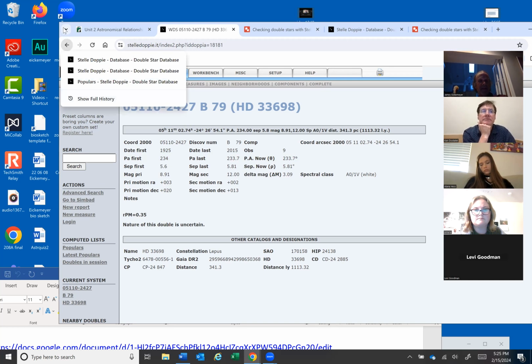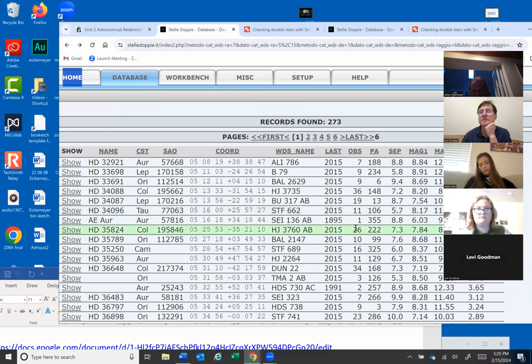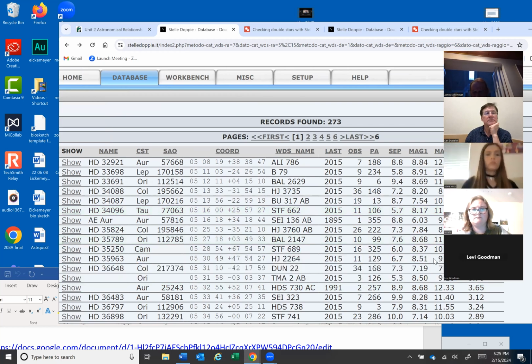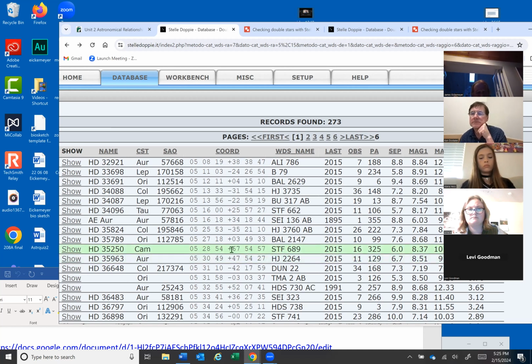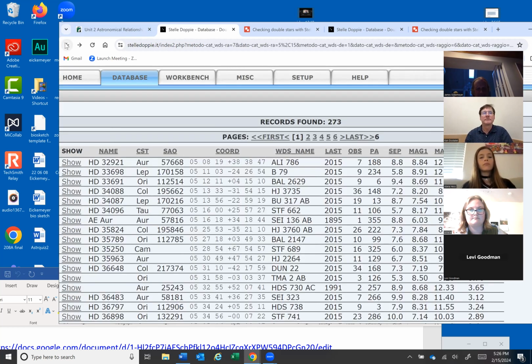So go back and look at another one here. Okay, let's just try this one, the one that says 16 on it. This one. Okay, that has a separation of 6 arc seconds. So that's kind of within the smaller range, which means there could have been a fair amount of movement. I got a magnitude of 8.37 and 10, so not a huge difference in the magnitude. That one's looking somewhat promising. Uh-oh, it said the double's not physical. So back to the drawing board.